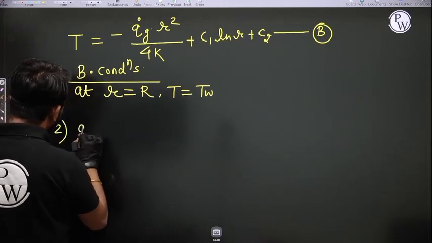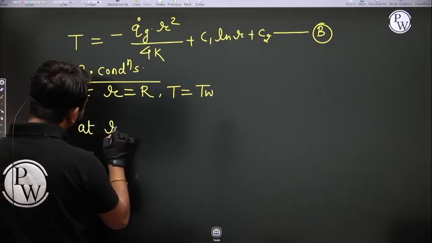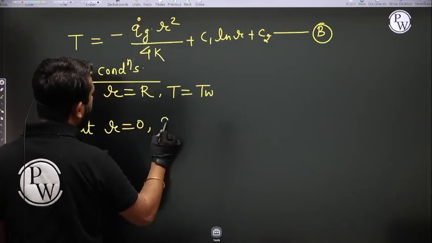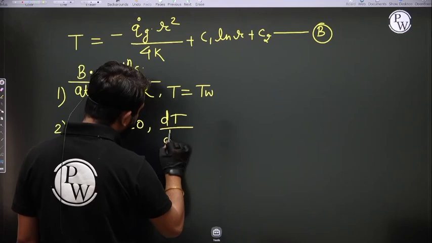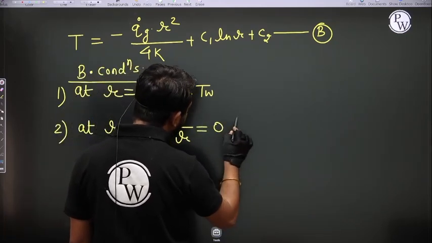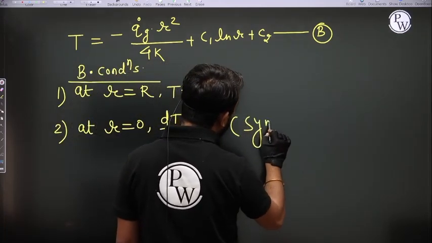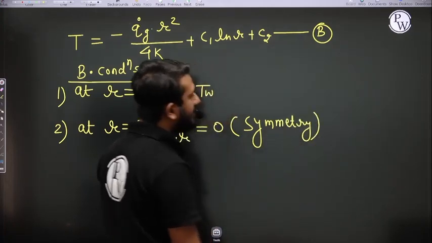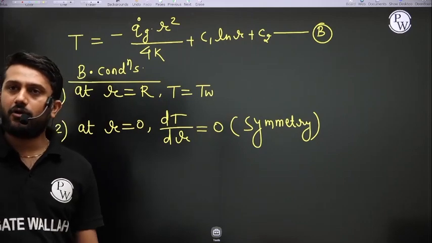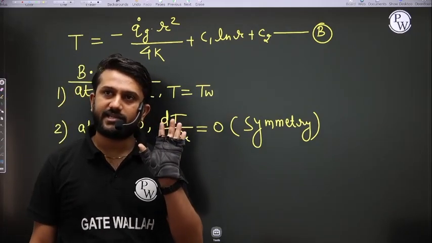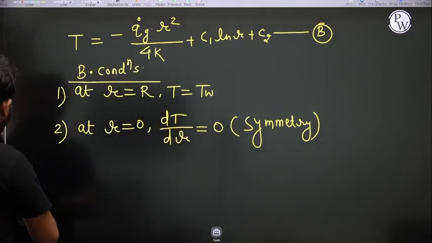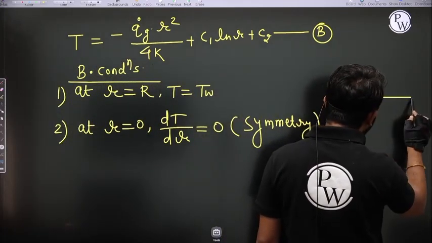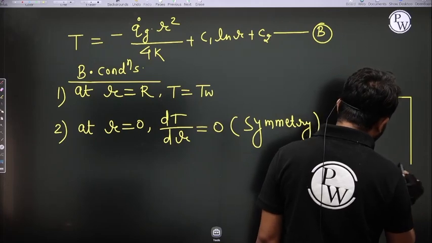The other boundary condition is at r equal to 0, that dT by dr is equal to 0. From where? From the symmetry. We already discussed the plane wall with uniform heat generation, and that case is symmetric.